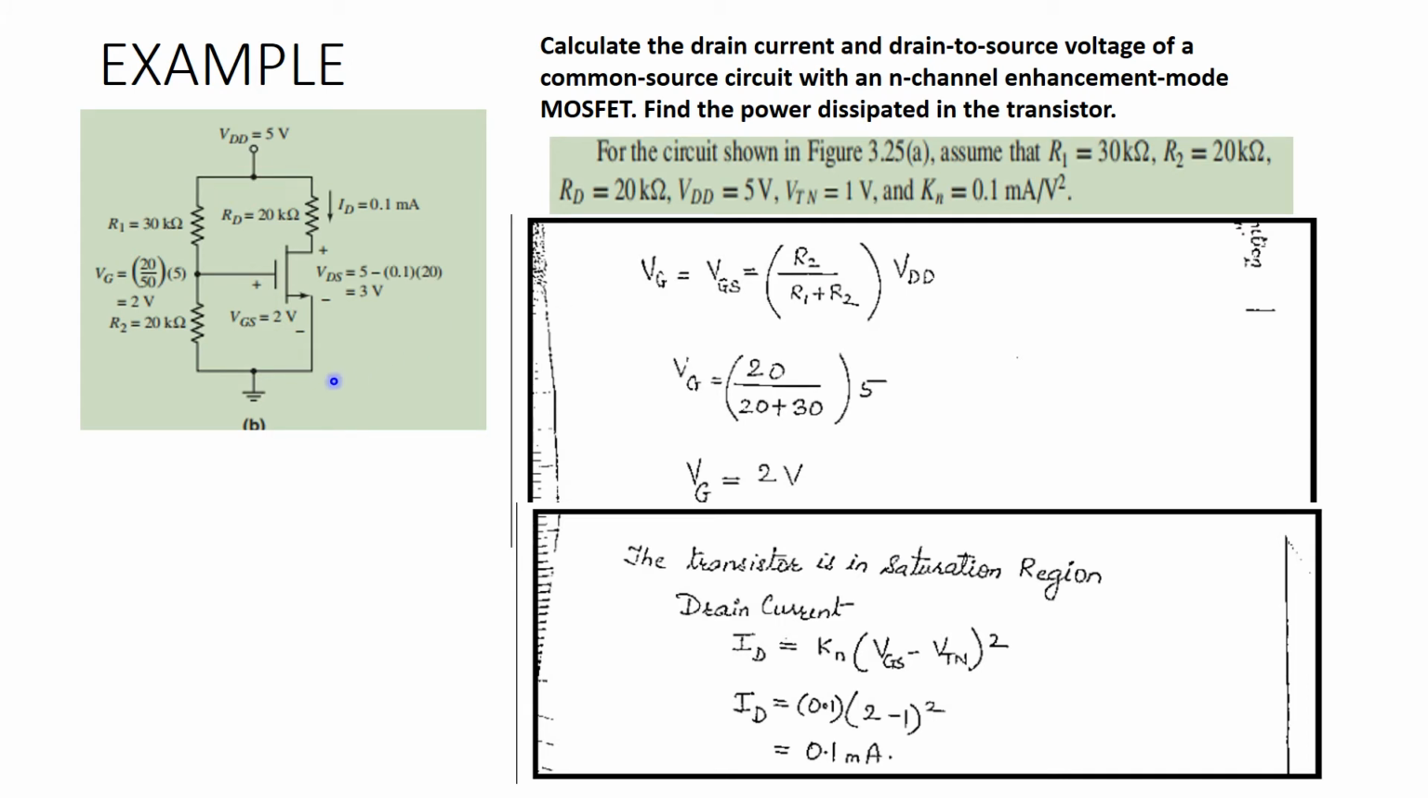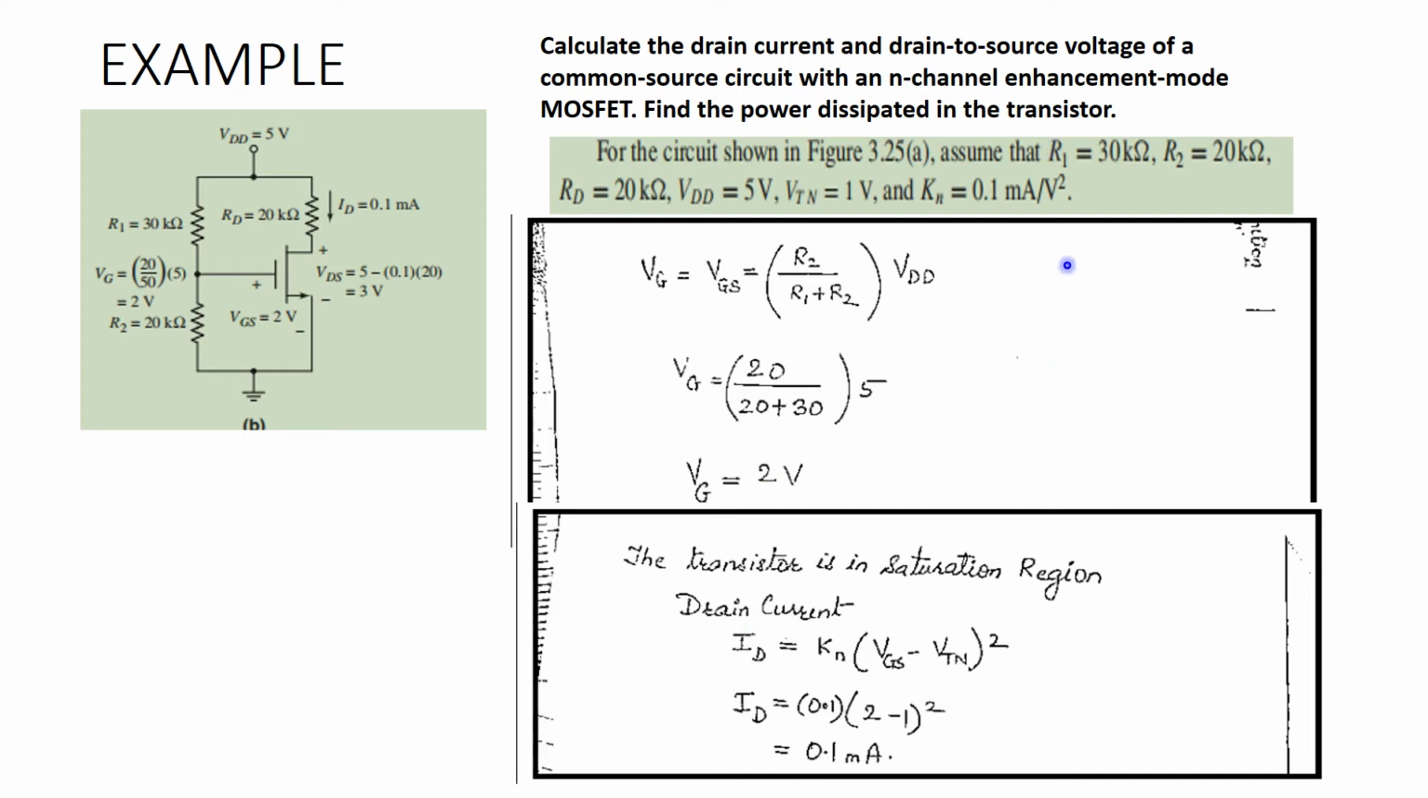Second example, now based on a similar lineup, we are considering the common source amplifier. Calculate the drain current and drain to source voltage of a common source circuit with an N-channel enhancement mode MOSFET, and also find the power dissipated in the transistor. For the given circuit, we are considering some values here.